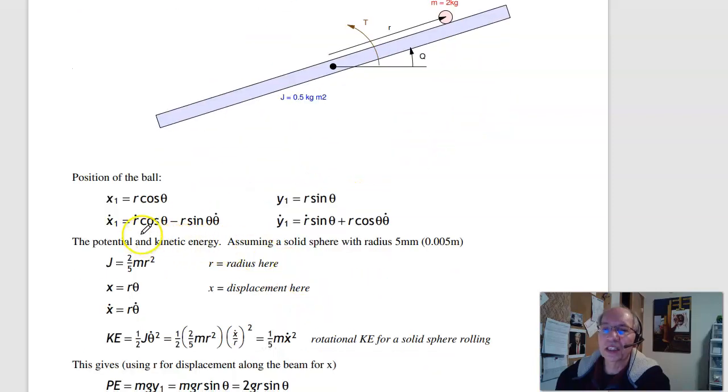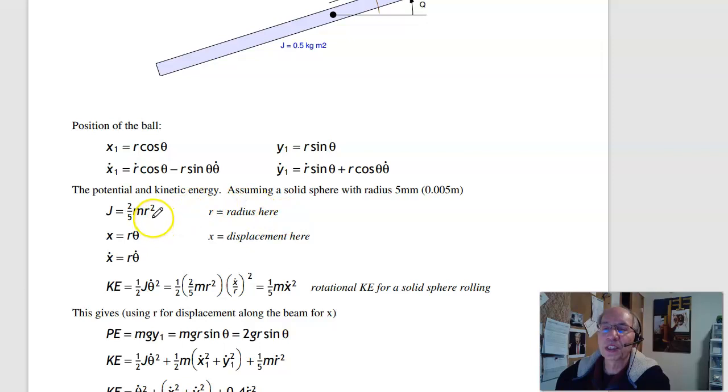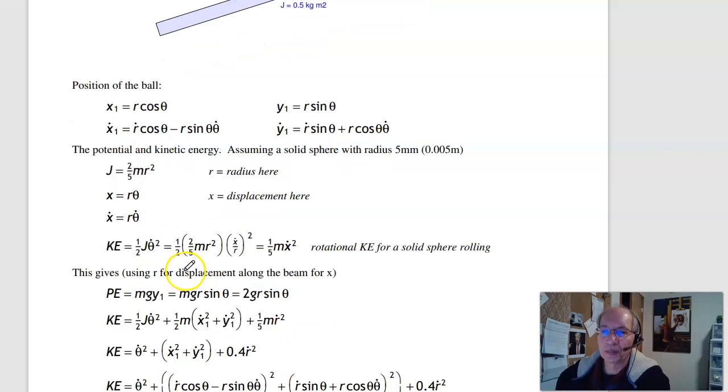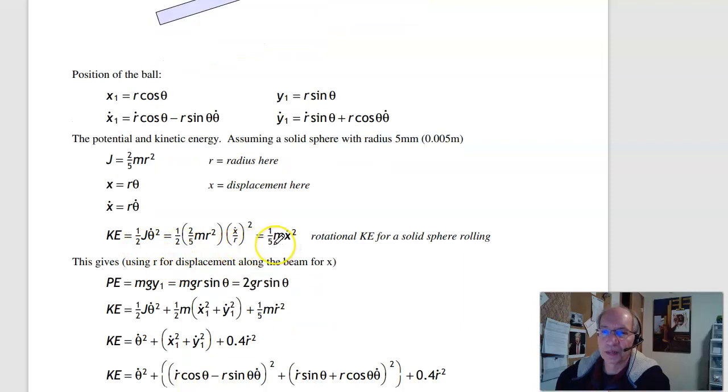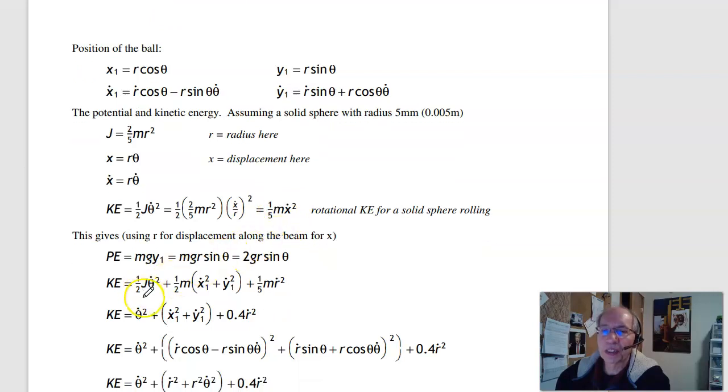x dot is r dot cosine theta minus r sine theta, theta dot, and similarly y dot. Assuming a solid sphere, J is 2/5 m r squared, giving you this term. That's the rotational energy of the ball. Put them all together, I have the potential energy is mgy. Kinetic energy is the beam rotating, the ball translating, the ball spinning.